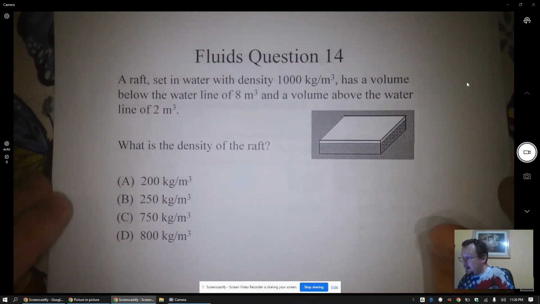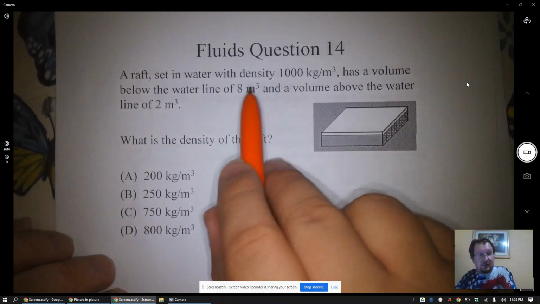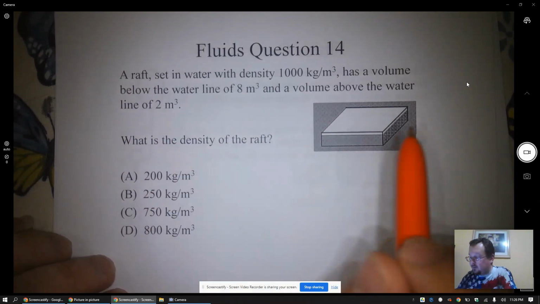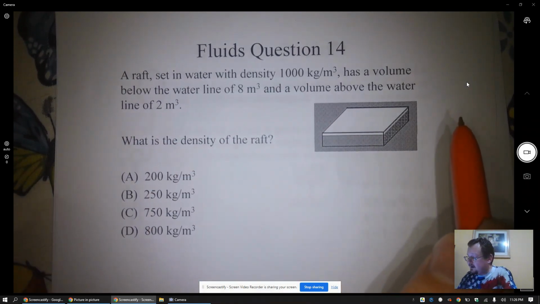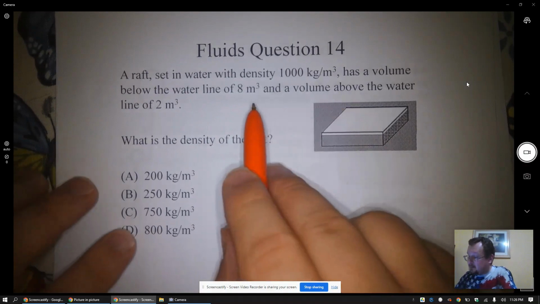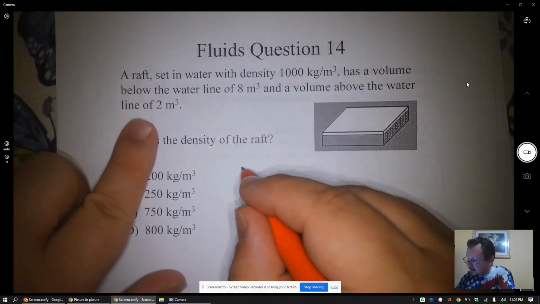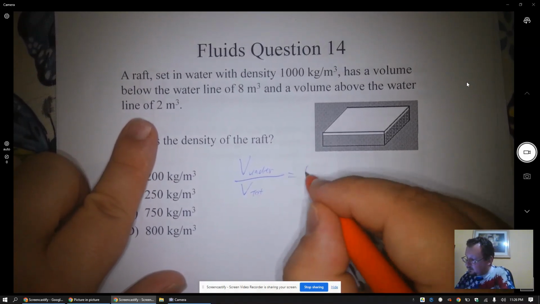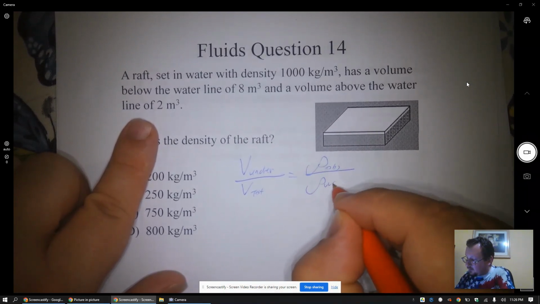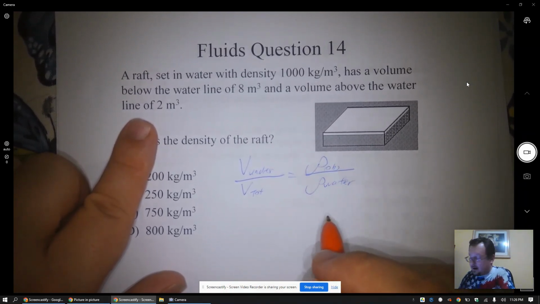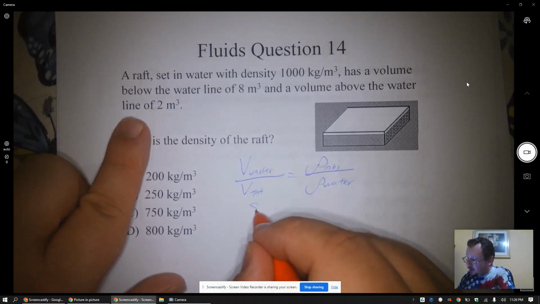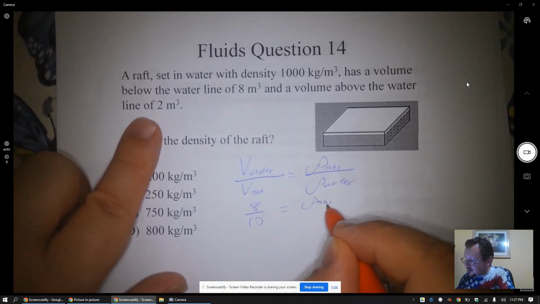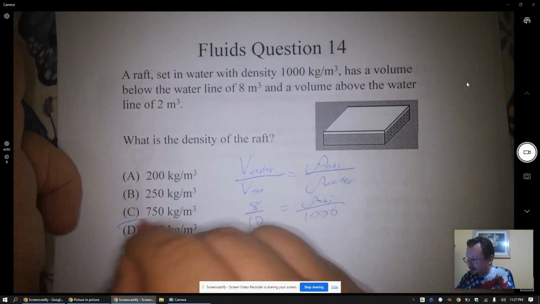Okay. The density of the water is 1,000. The volume below the water is 8, and above the water is 2. What's the density of the raft? You can do this with buoyancy and balancing forces, which I will in a moment, but I'm going to use my shortcut, which says that the volume under divided by the volume total is equal to the density of the object over the density of the water. This is a worthy thing to remember. So the volume under is 8 out of 10 total volume. And then the density of the object over the density of water, well, that would make it 800.